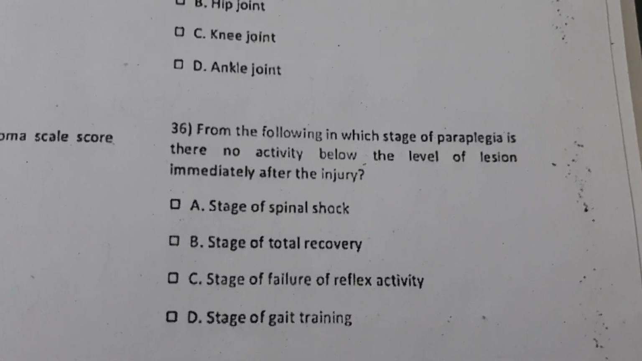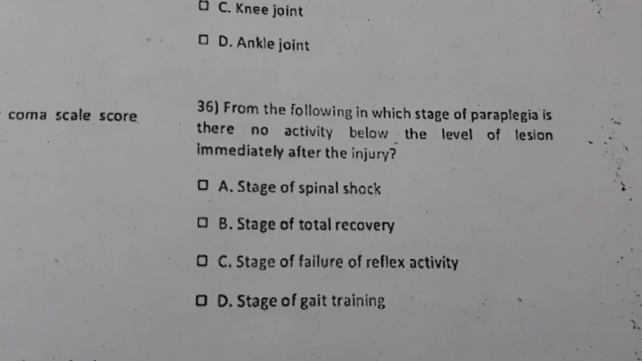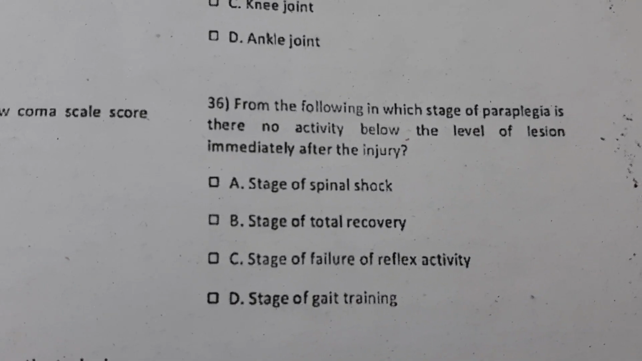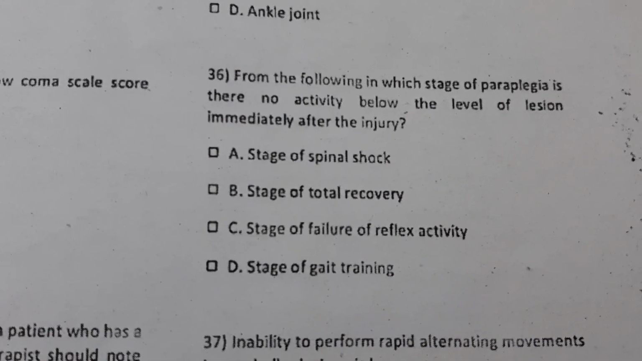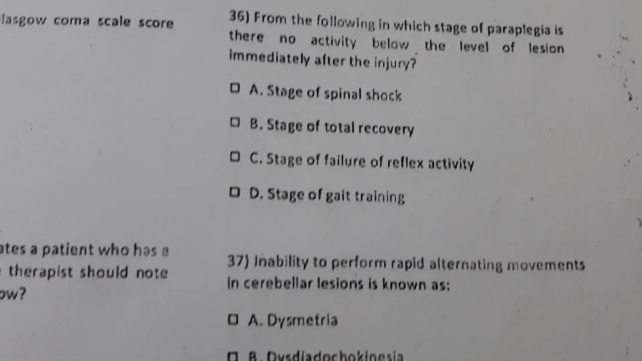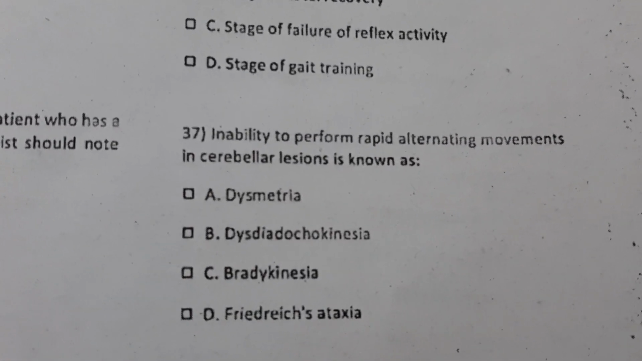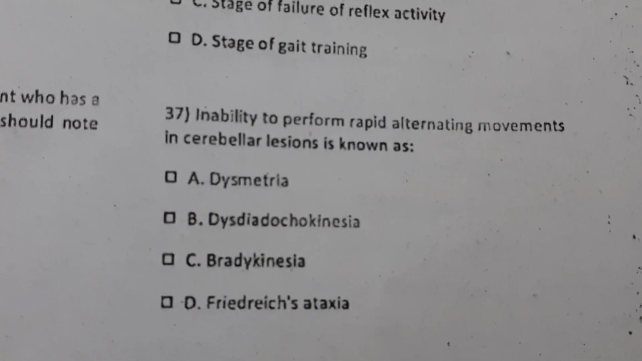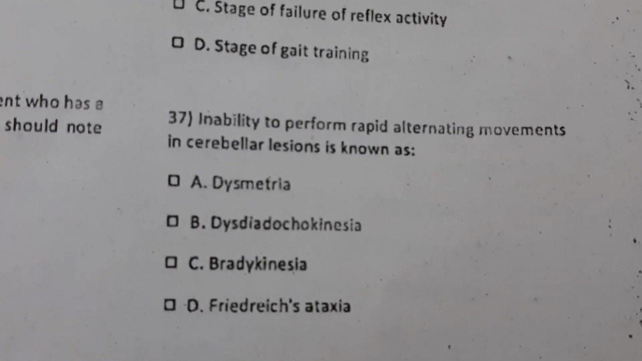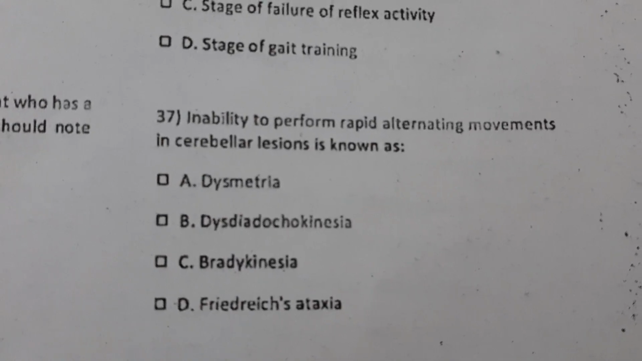Okay, so the next MCQ is: from the following, in which stage of paraplegia is there no activity below the level of lesion immediately after the injury? Option A would be the right answer, stage of spinal shock. The next MCQ is: inability to perform rapid alternating movements in cerebellar lesion is known as. Option B is correct, dysdiadochokinesia.